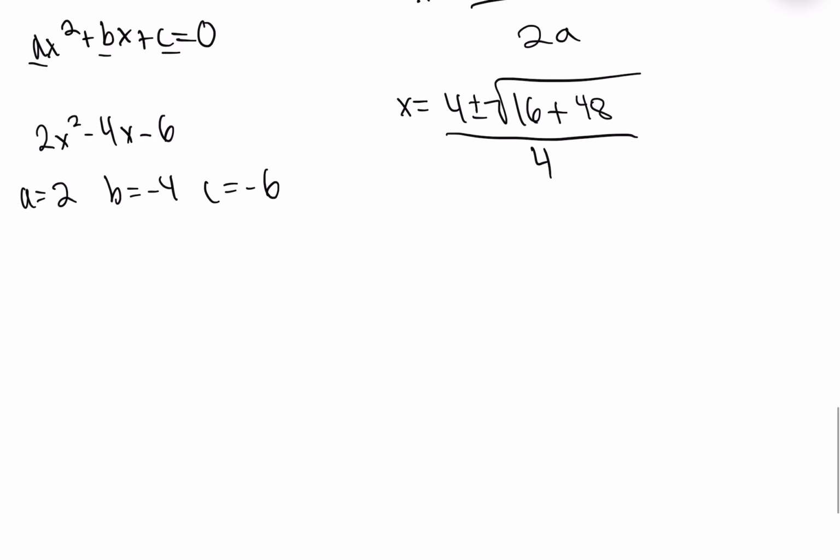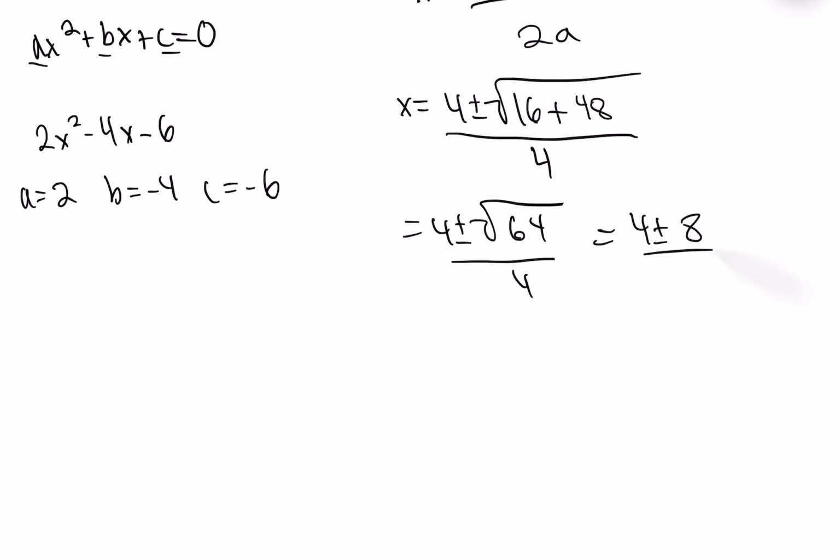So, if we further simplify this, we have 4 plus or minus the square root of 64 over 4, or 4 plus or minus 8 over 4. Now, you might be wondering, what's this weird looking sign? That is the plus or minus sign, and all that basically means is that x is equal to 4 plus 8 divided by 4, and it's also equal to 4 minus 8 over 4.